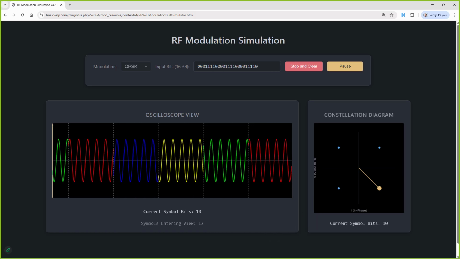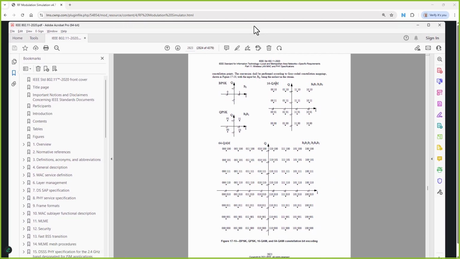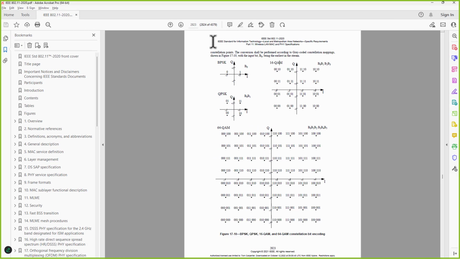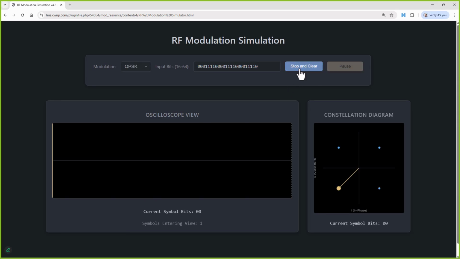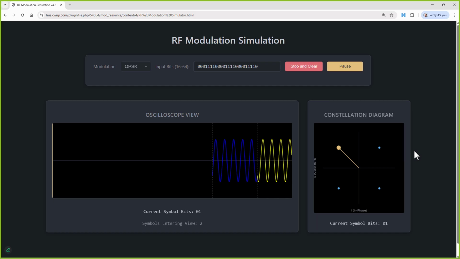Now, here's the interesting thing. If we take a look at our specification, notice with QPSK, 00 is the lower left, 01 is the upper left, 11 is the upper right, and 10 is the lower right. So as we run our modulation simulation again, we're seeing that it's simulating that bit representation pattern.